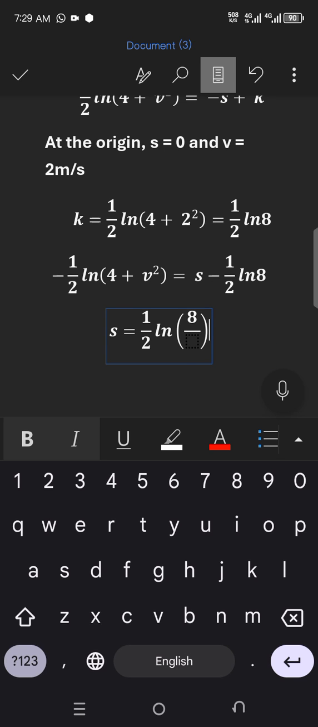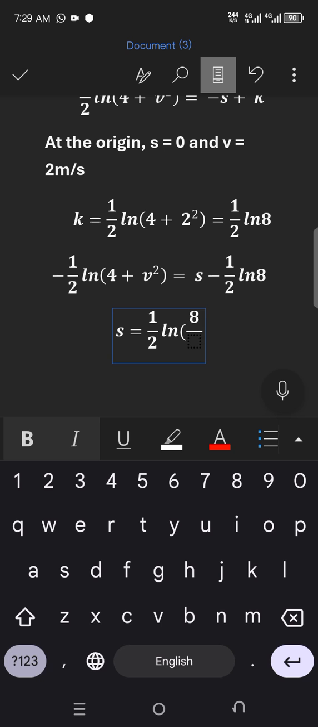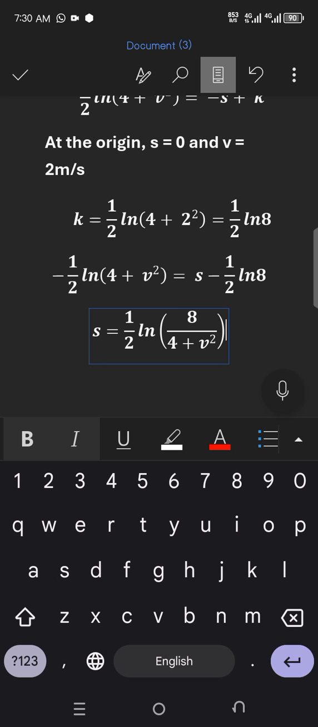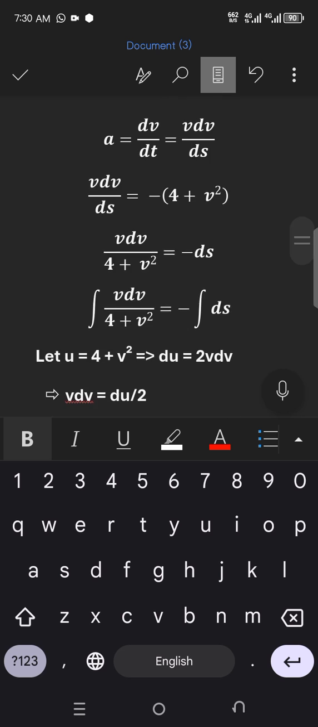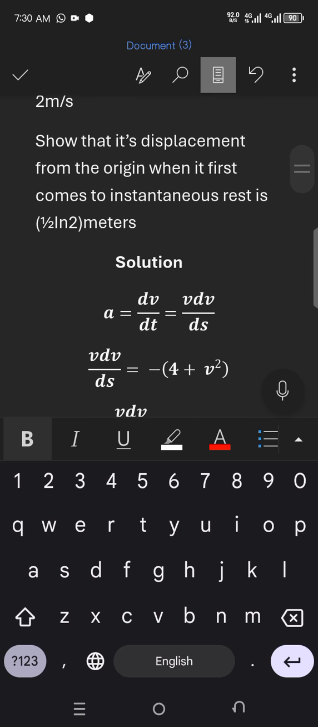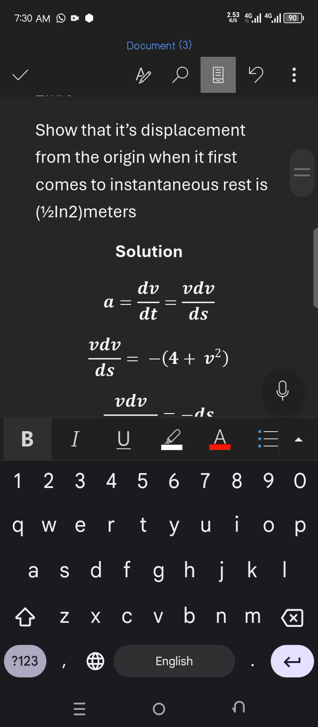So we have half the ln of 8 divided by 4 plus v squared. That is it. Voila, that's our final response. Now the question is asking us to show that its displacement from the origin when it first comes to instantaneous rest is half ln 2.